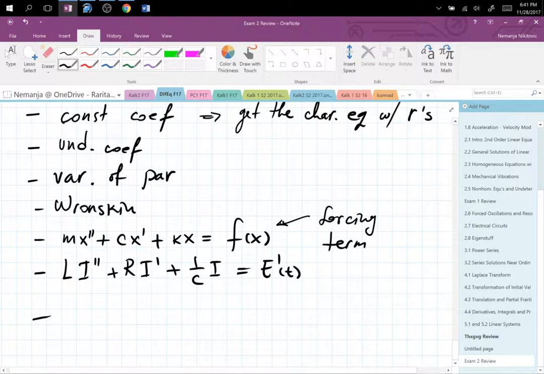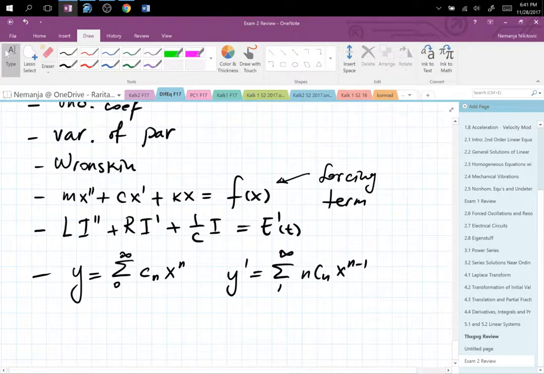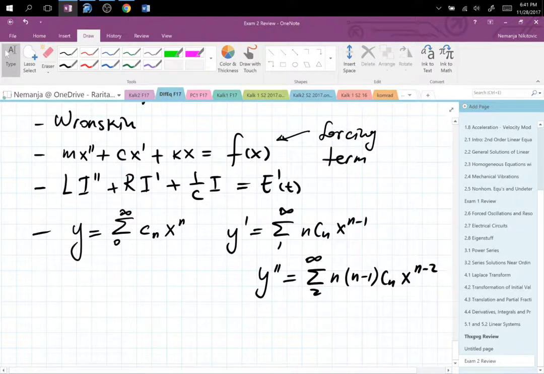The power series, you need to know to assume the power series sum of Cn x to the n from 0 to infinity. Then y prime shifts by 1, which is n Cn x to the n minus 1. And the y double prime shifts by 2, n times n minus 1 Cn x to the n minus 2. And then, you know, good luck with the rest.